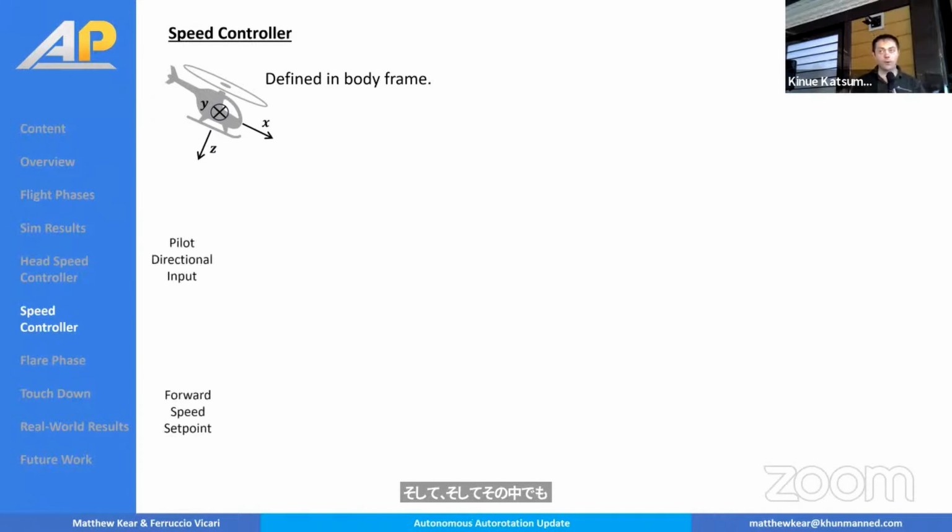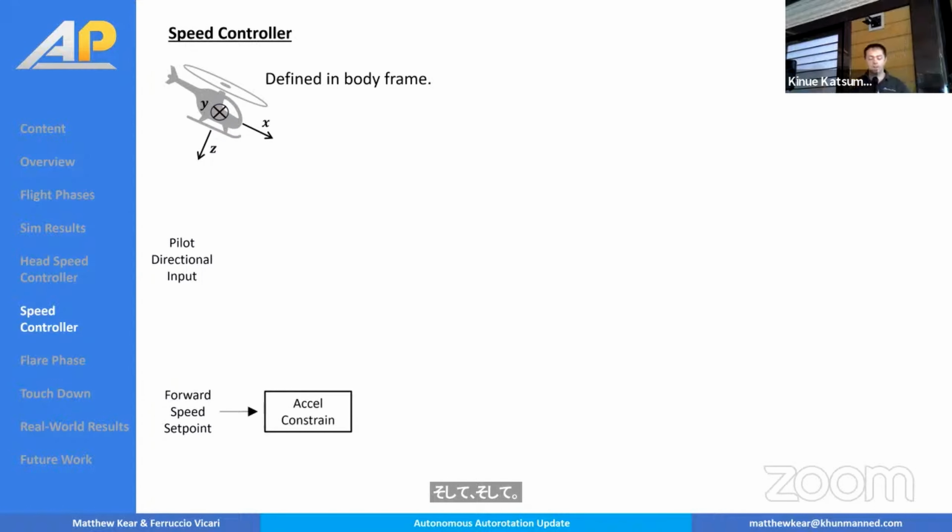So we have two inputs to this controller. The first is the pilot directional input, which at the moment comes in on the yaw stick. And the second is the forward speed set point. Now, in the entry and glide, that set point is just a single value set by a parameter. I want to fly at 11 meters per second, for example. In the flare and touchdown phases, we're smoothly moving that speed set point to get the vehicle to maneuver through that pitch up maneuver.